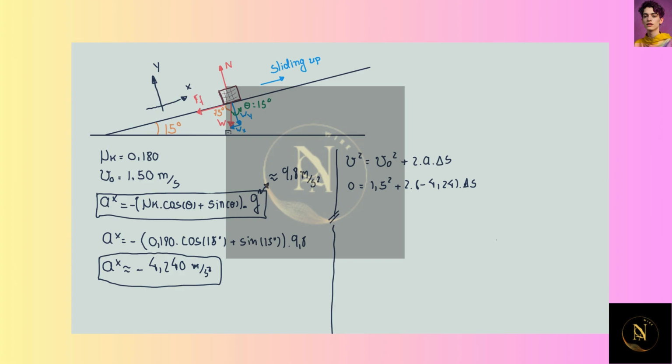And it goes as follows. 2 times 4.24 times the displacement is 1.5 squared. Then 8.48 times the displacement is 1.5 squared, so that the displacement is 1.5 squared divided by 8.48, which is approximately 0.265 meters. So this is how far the box travels before coming to rest.